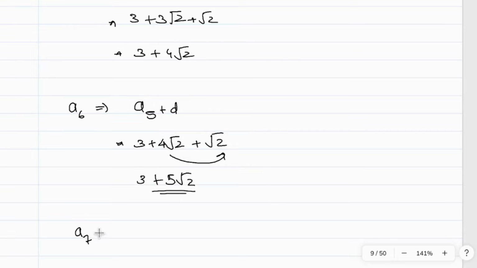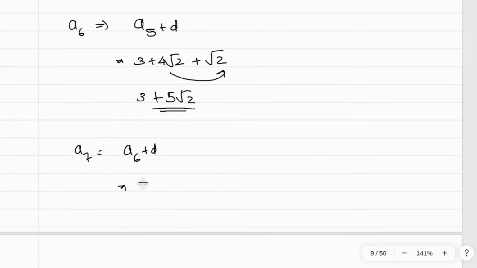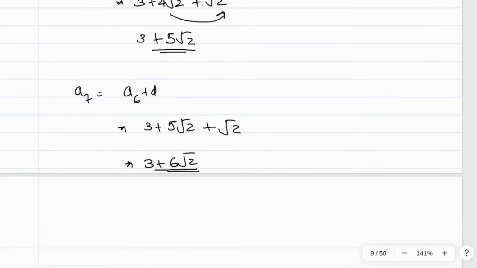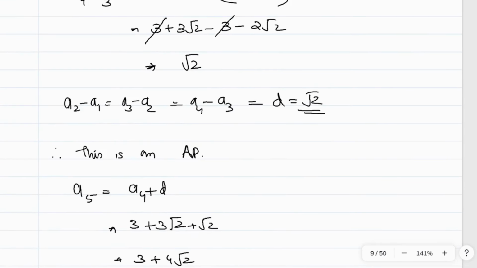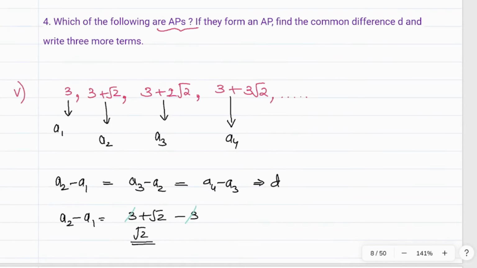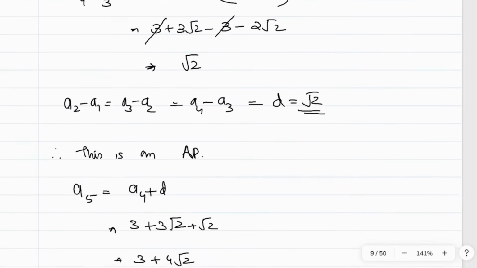Then A7. What is A7? A6 plus D, which is equal to 3 plus 5 root 2 plus root 2, which is equal to 3 plus 6 root 2, right? Okay, thus we found A5, A6, A7. They were asking us to find 3 more terms. So we found the 3 more terms, right?